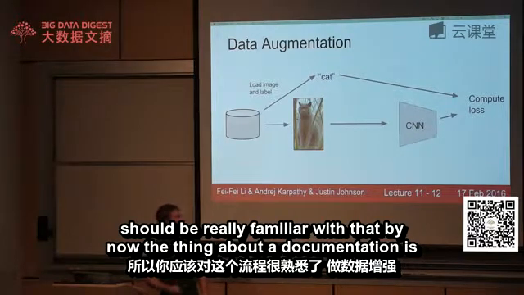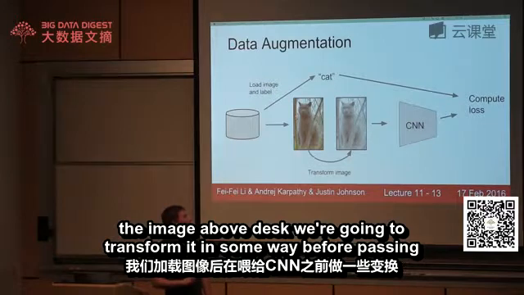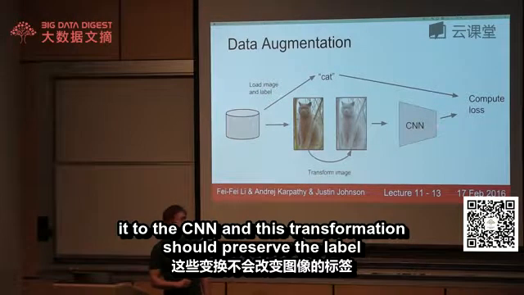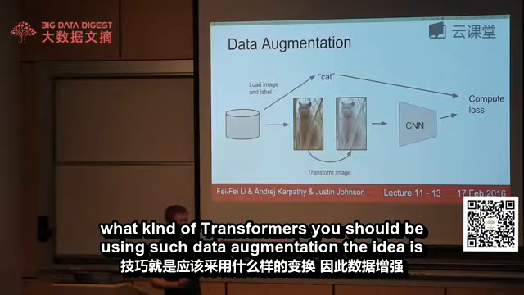So that you should be really familiar with that by now. The thing about data augmentation is we just add one little step to this pipeline, which is here. After we load the image up off disk, we're going to transform it in some way before passing it to the CNN. And this transformation should preserve the label. So we're going to compute loss, backpropagate, and update the CNN. So it's really simple, and the trick is just what kinds of transforms you should be using.